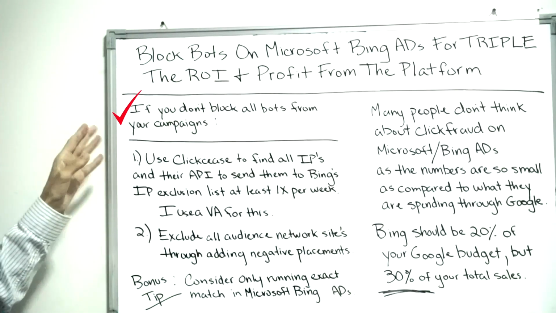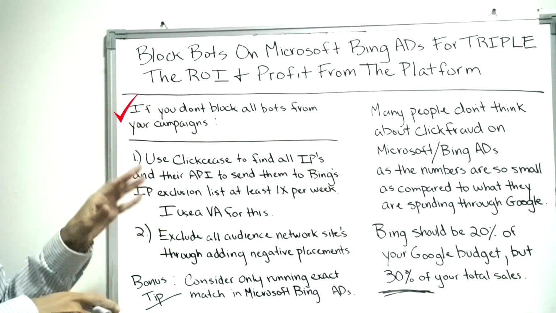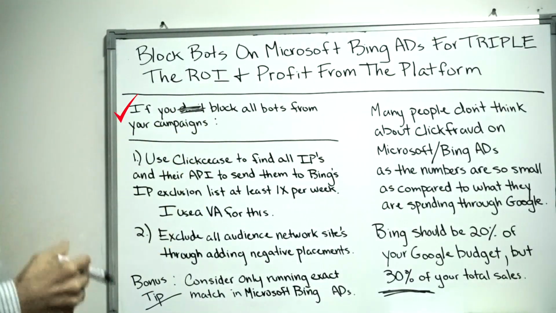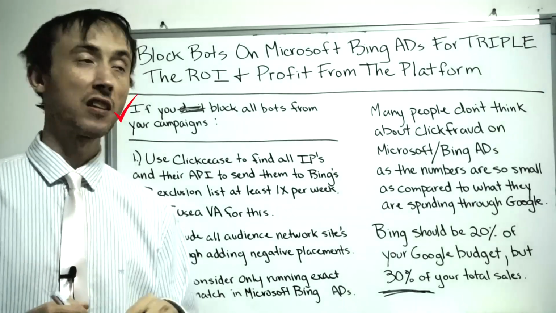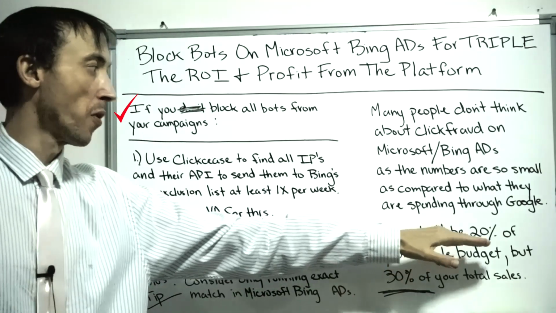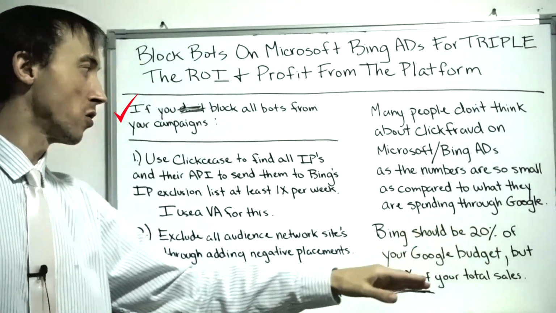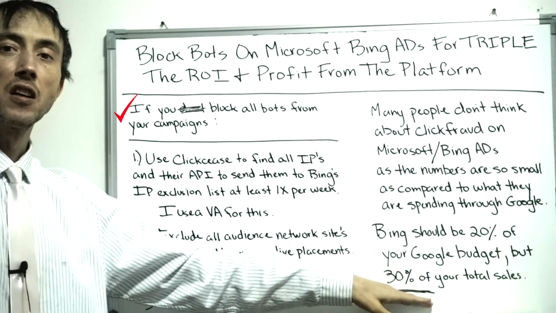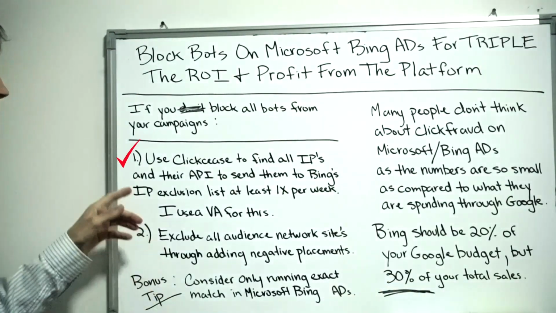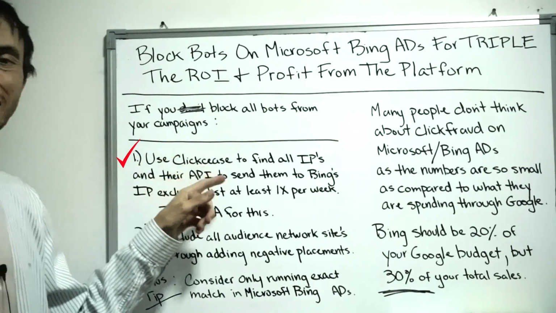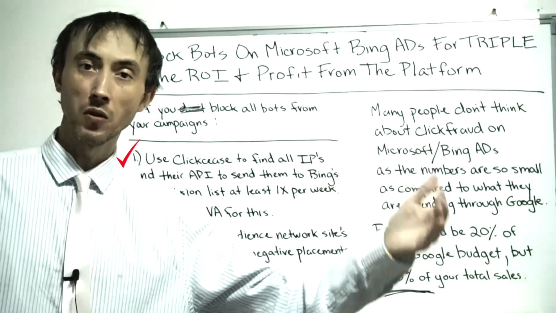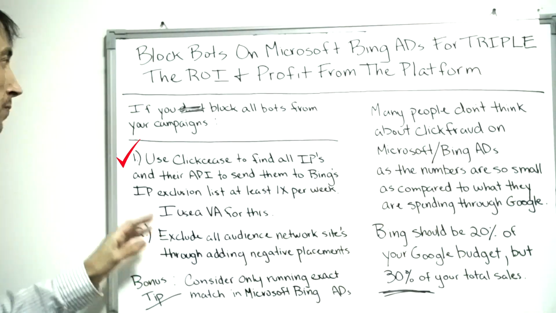So if you want to block all bots from your ad campaigns on Bing to get the extra 3x of results from your Bing ads, so you can actually afford to spend 20% of what you're spending on Google and then get quite a bit of extra sales out of it because you're maximizing it now, you want to first start out by using ClickCease, which is an anti-click fraud software that'll get rid of bots as well as competitors clicking on your ads.